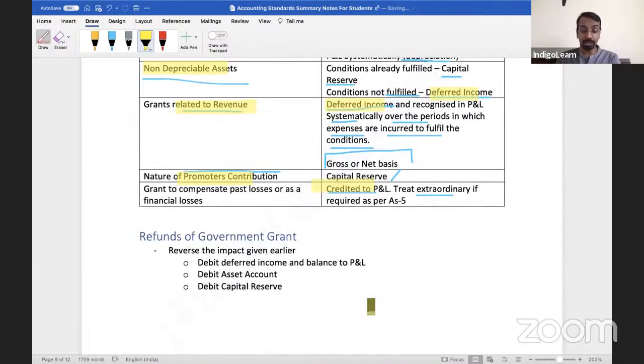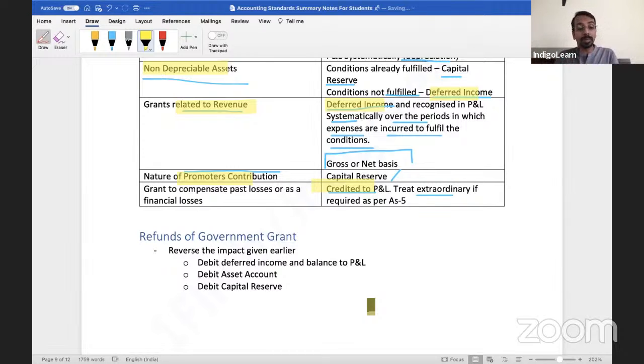Now, you had some conditions. The conditions were not satisfied. What will you do? Your parent give you an iPhone saying that you scored 60 plus in accounts, and you did not score 60 plus in accounts. They will take back the iPhone. Same thing. Government has given you grant. You don't fulfill the conditions. Government will take back the grant.